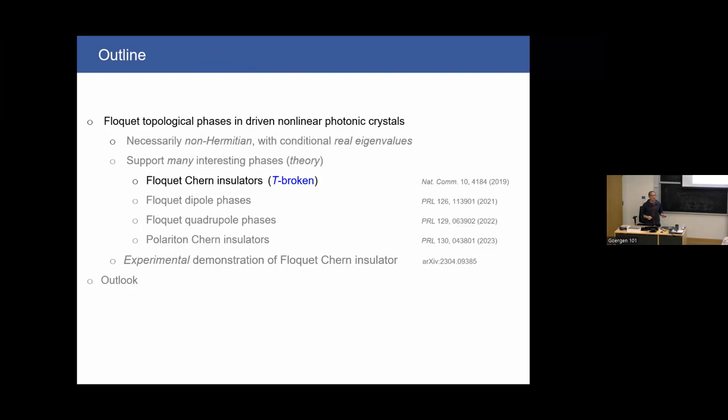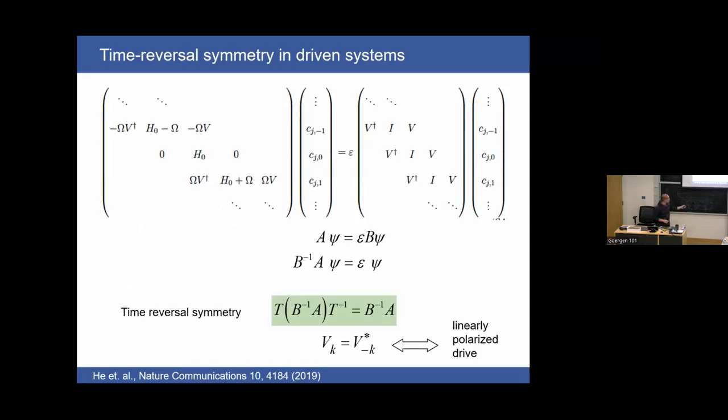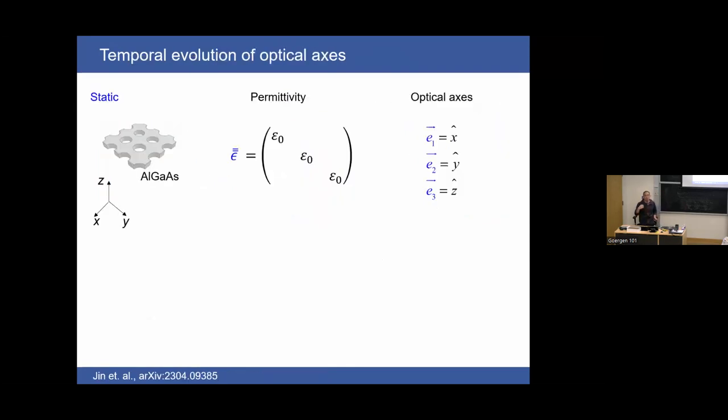There are two ways to answer that. The first one is a mathematical one, where you just look at this operator B inverse A. You ask, does it commute with the time reversal operation or not? If they commute, it preserves time reversal symmetry. If it breaks, then it doesn't commute. So in this case, the mathematics tells you that if you use a linearly polarized drive, you preserve time reversal symmetry. But if you use an elliptically polarized drive or circularly polarized drive, you break time reversal symmetry. That's what the math says. But next, let me show you a more intuitive way to understand that by analyzing the temporal evolution of the optical axis. So the material we eventually settle with is aluminum gallium arsenide.